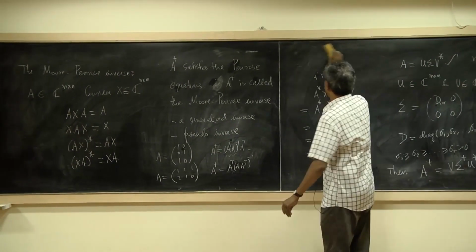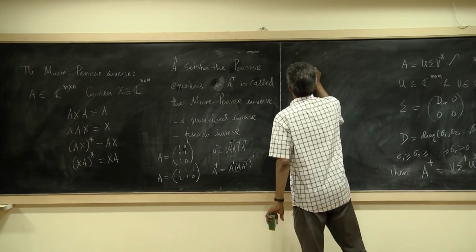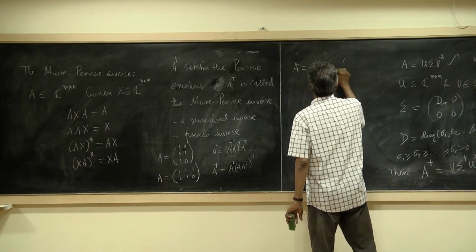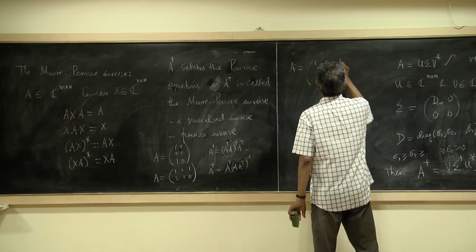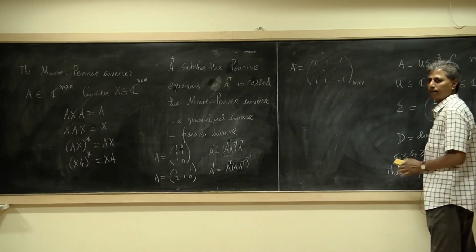Okay. Finally, what is the Moore-Penrose inverse of this matrix? All entries 1. Let's say this is M cross N. Do you remember?